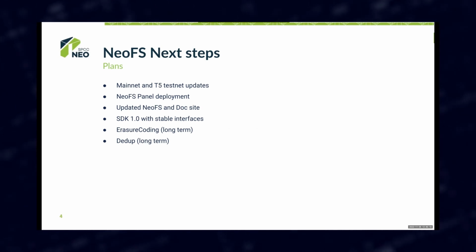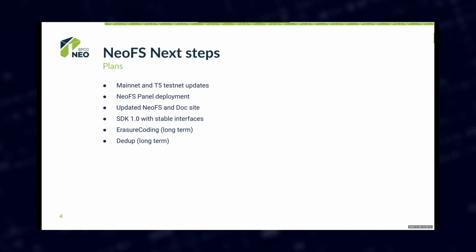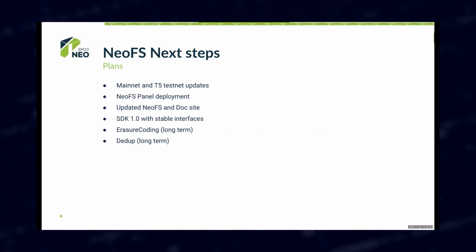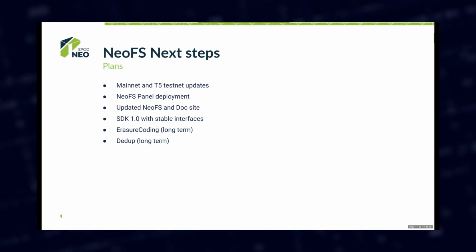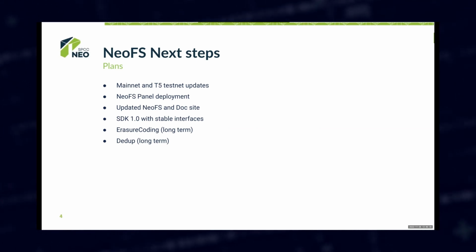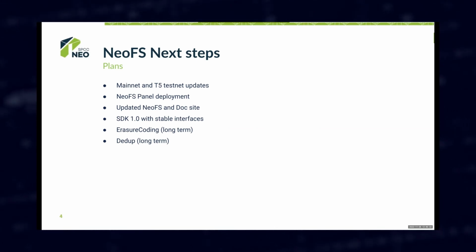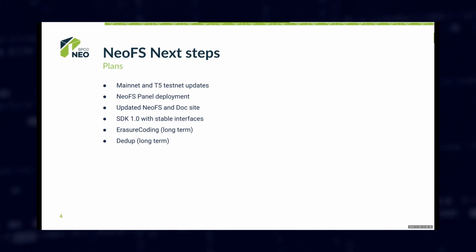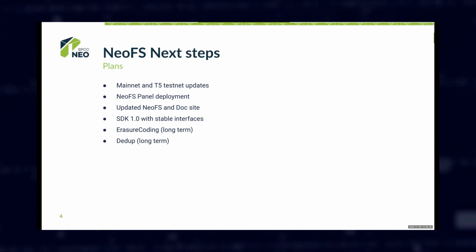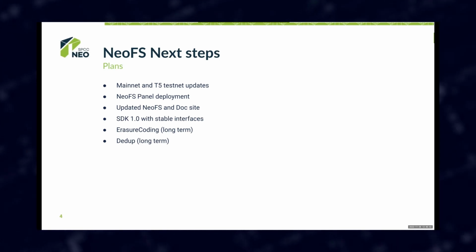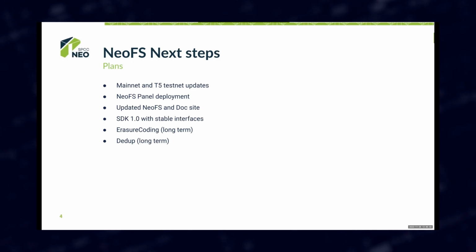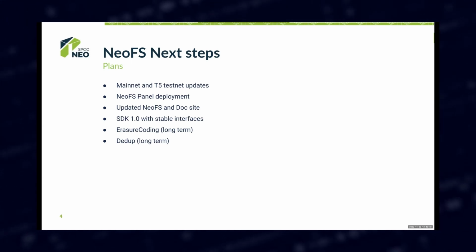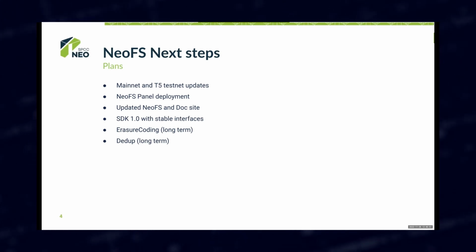And we expect the SDK 1.0, which many people asked for, with stable interfaces for the API. It's almost complete. You can use the SDK release candidate now for a few months already, but we still want to spend some time on stabilization. And next year, in the long term, using the tree service, we plan to start working on Reed-Solomon coding support and deduplication support.